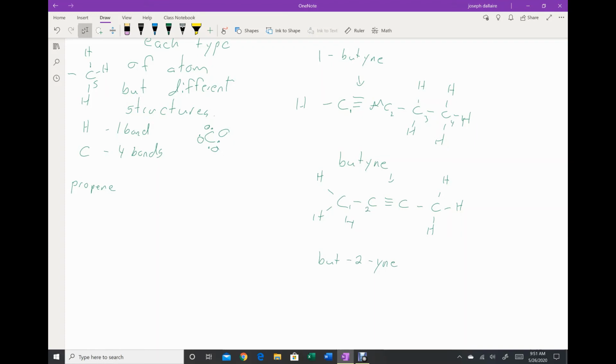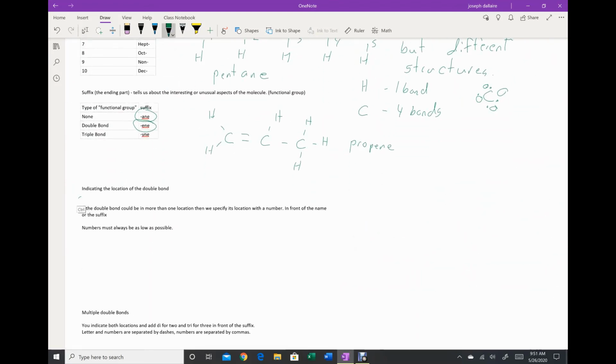2 is the lowest number I can get here, because if I go from this side, we can see that the triple bond is 2. Or if I go from this side, I can see that the triple bond is 2. So you're stuck with 2 as the lowest number you can use to specify the location of that. And now we can see that these two molecules, which are very, very similar, we can specify the difference between as long as we use our naming system properly.